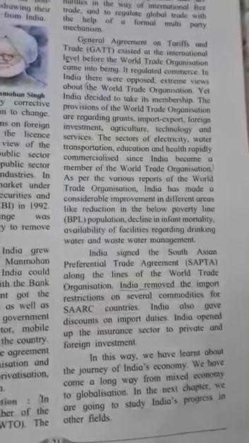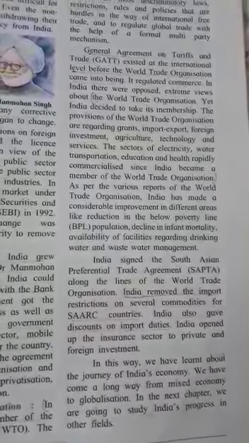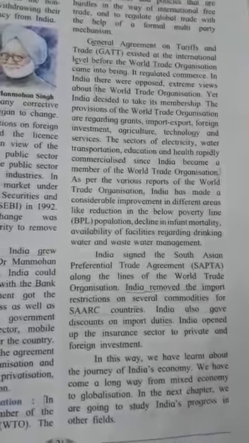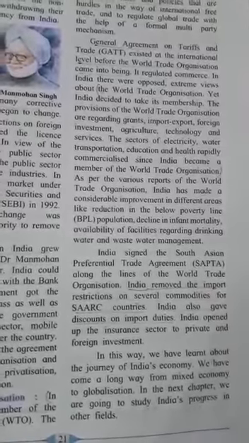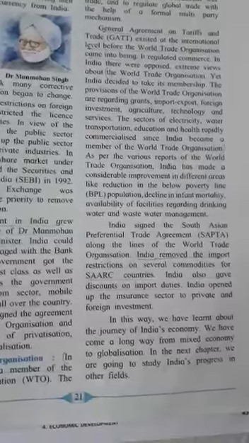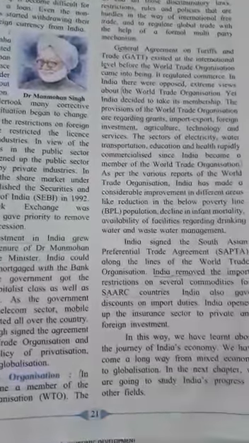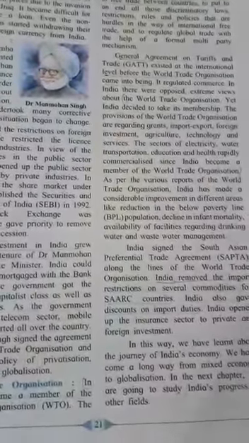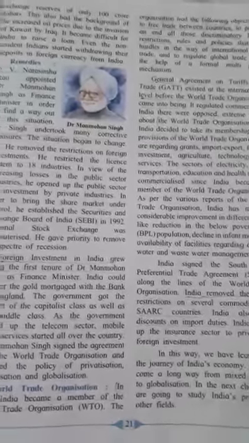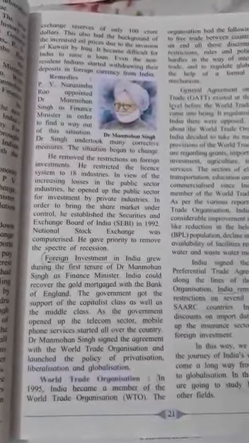India removed the import restriction on several commodities for SAARC countries. India also gave discounts on import duties. And here we have seen how the trade system started in India, how the economy developed, and we come to the end of this chapter. I had already sent you notes of this.